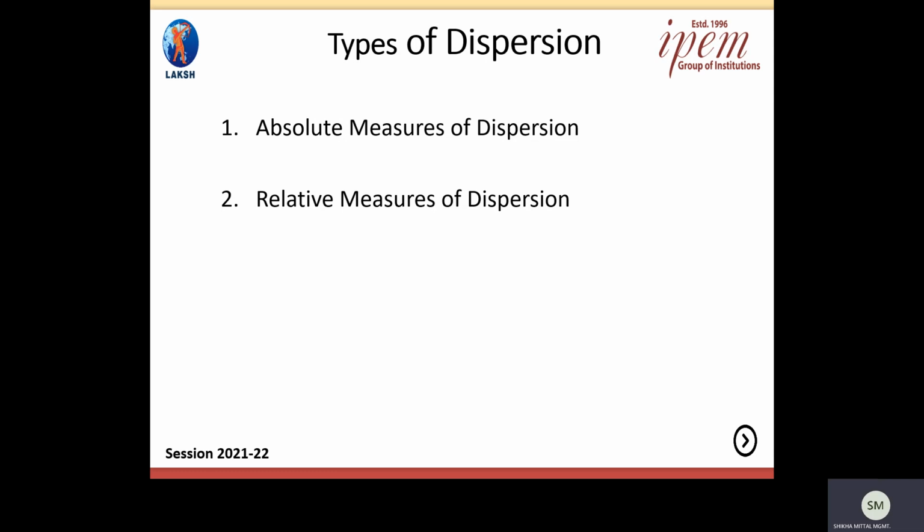Types of dispersion. There are two types of dispersion: absolute measure of dispersion and relative measure of dispersion. The first is absolute, meaning which we can measure in units, where there is a unit. Second is relative measure of dispersion. It is used for comparing and it is always calculated in the form of ratios or percentages.